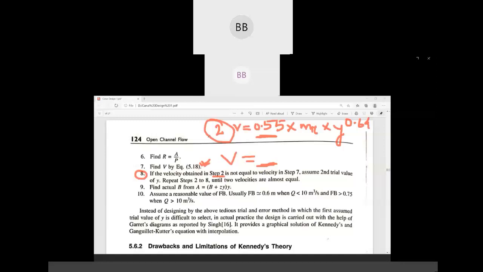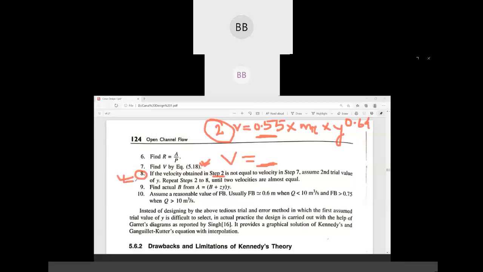If your velocity at step 2 and velocity at step 7 is the same. If not, then we have to go for a second trial of y, that is the depth of flow. So we have to assume another depth of flow, and you have to repeat till this step. Okay, understood?